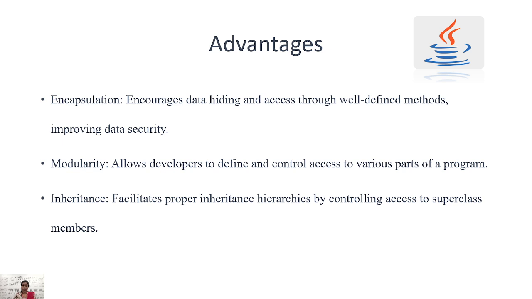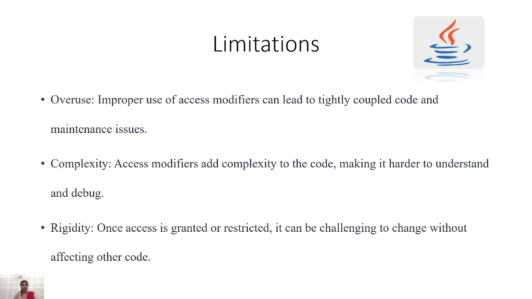As we have already discussed, it encourages data hiding and access through well-defined methods, so improving data security. It also allows the modifiers to define and control access to the various parts of the program. That means it gives modularity to the program. And the last one is inheritance. It facilitates the proper inheritance hierarchy by controlling the access to the superclass members, right?